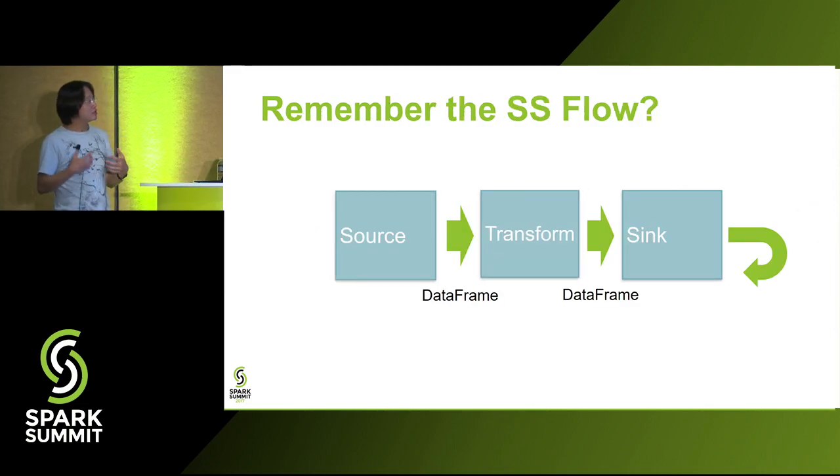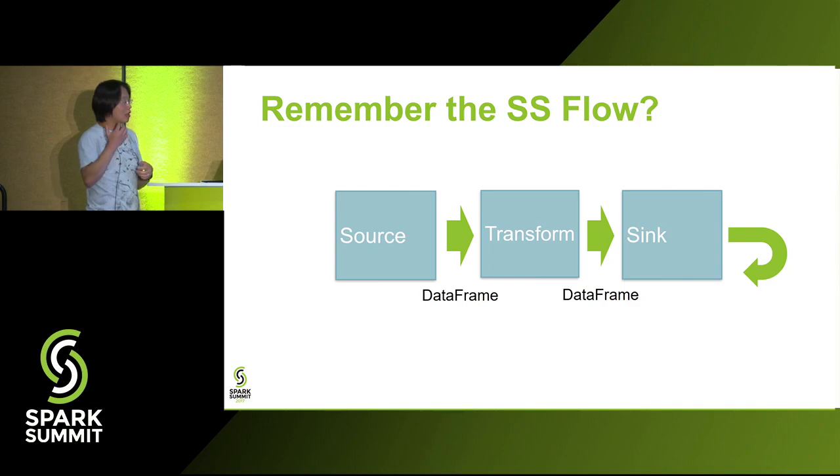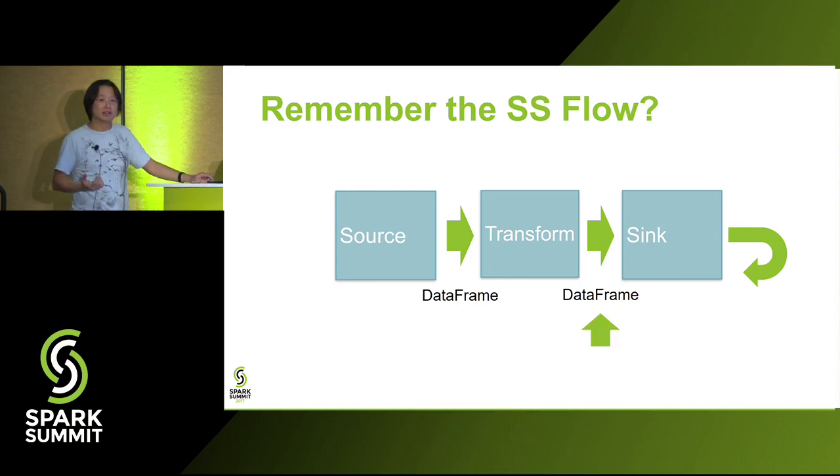The problem here is if you look back at the structured streaming flow that we talked about, right? It starts with a source. You can pass it through any arbitrary number of transformations, and then you pass it to a sink. And every step of the way, we expect to use a DataFrame. It doesn't work with a model. So here's the problem. You can't fit the ML pipeline into this.